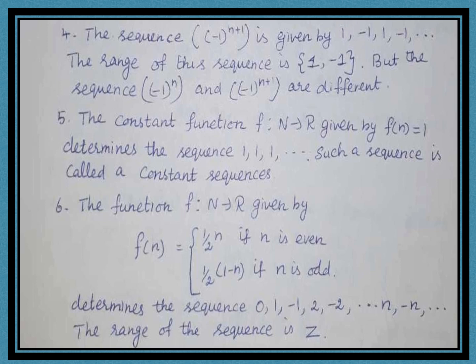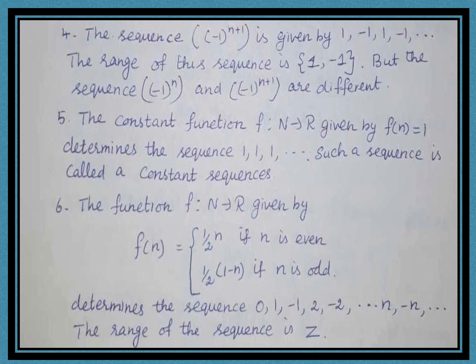Such a sequence is called a constant sequence. Here we define a function f from N to R where the f of n value is n by 2 if n is even, and 1 minus n by 2 if n is odd. So let us put the value of n as 1, 2, etc. When I put n equal to 1, it is odd. Therefore, it will give the result 1 minus 1 divided by 2 equal to 0. So the first term of the sequence is 0.